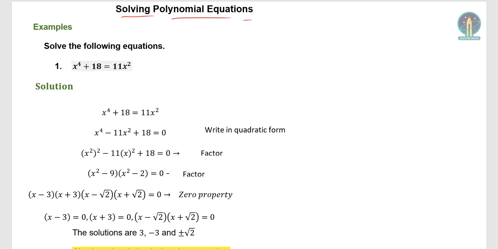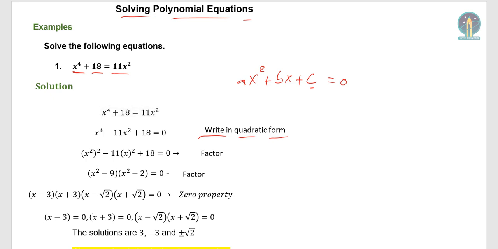Solve the following equations. Example 1. X to the fourth plus 18 equals 11x squared. We need to solve for x. Okay? Now, the first step is to write this in quadratic form. And remember, quadratic form is ax squared plus bx plus c equals 0, right? So the first term is a squared term, and then the second term will be a linear term, to the power of 1, and then the third term will not have an x in it. It'll just be a constant, okay? So this is quadratic form.